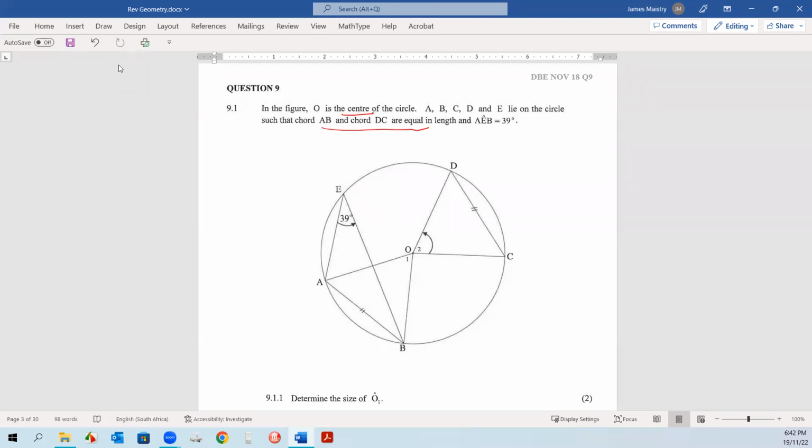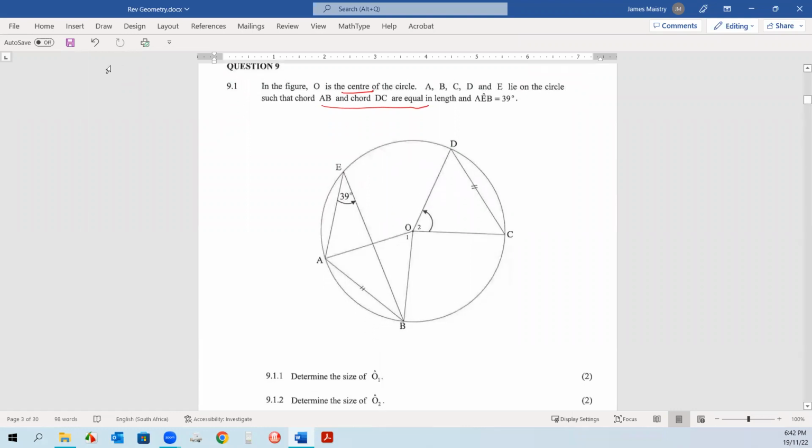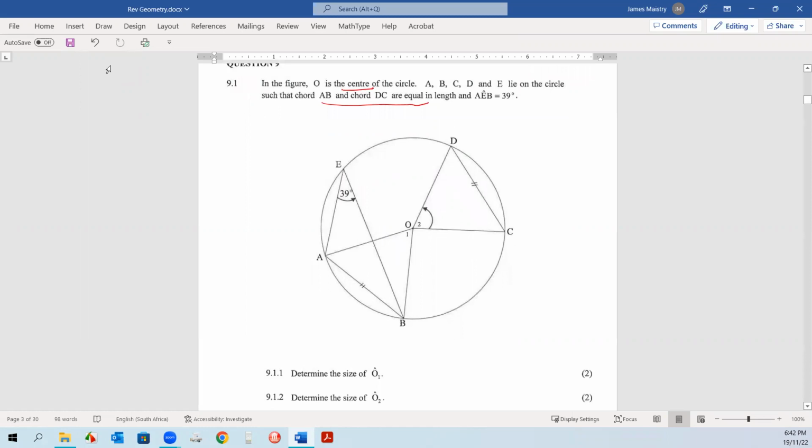The first question is to find angle O1, and then angle O2. Help me out, what is O1 equal to? 78. Why is O1 equal to 78, young man? Angle at the center is 2 times the angle at the circumference. Well done. The angle at the center is twice the angle from the same 2 points. So we got our 78 there.